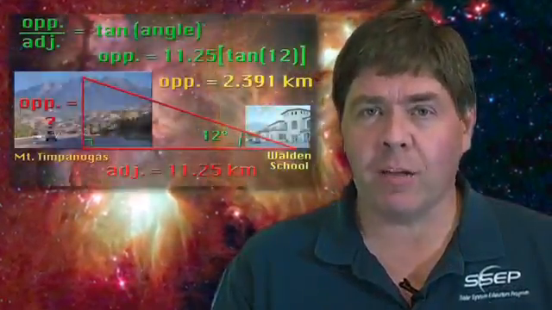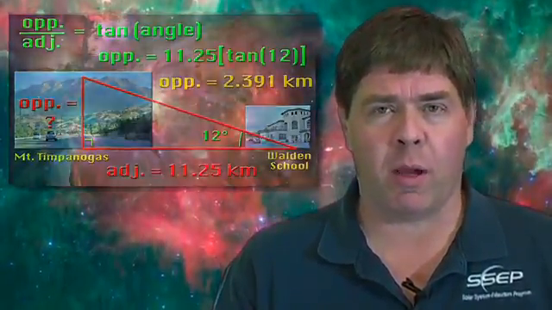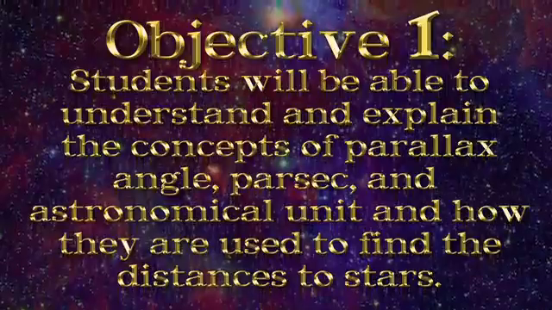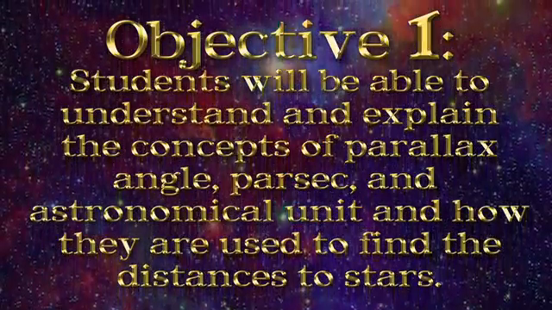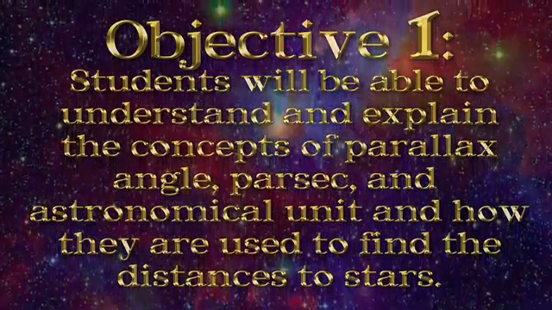You may want to lead into the activity and do the introductory segments during one class period, and then do the actual outdoor activity during the next class period, as well as the calculations. The purpose of this lesson is to accomplish the following objectives. By the end of the lesson, the students will be able to understand and explain the concepts of parallax, parsec, light years, and how they apply to astronomy and finding the distance to stars.